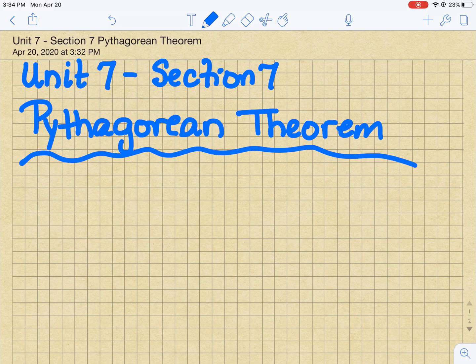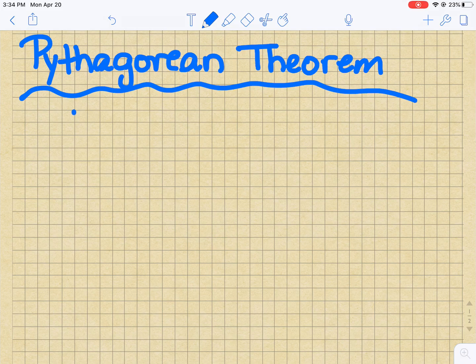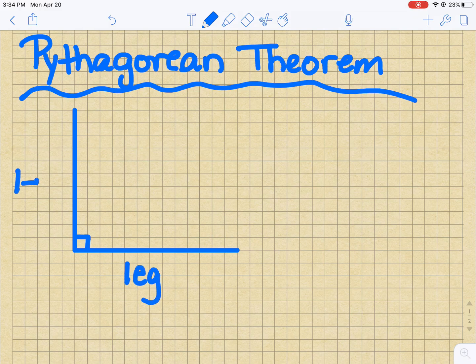And in a right triangle, Pythagoras realized that there was a formula that you could find if you know two of the sides of a right triangle, you could find the third. And so the things you need to remember is that we have a right angle, and from that right angle, we have two legs. So this is a leg, and this is a leg. So the two lines coming that create the right angle are the legs.